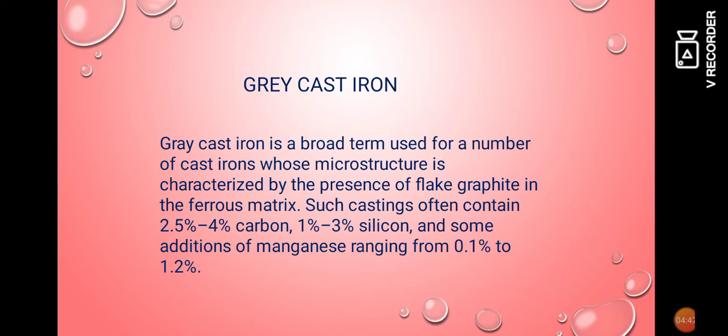Now let us move to the second type of cast iron. It is grey cast iron. Grey cast iron is a broad term used for a number of cast irons whose microstructure is characterized by the presence of flake graphite in the ferrous matrix. Such castings often contain 2.5% to 4% carbon, 1% to 3% silicon, and some additions of manganese ranging from 0.1% to 1.2%.